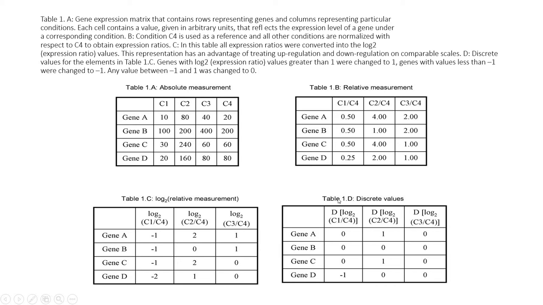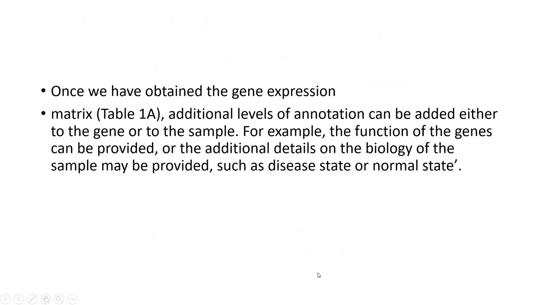So in the table 1D you can see it is shown in the discrete values. So values that are greater than 1 are changed to 1, and genes with the values less than -1 are changed to -1. Any value between -1 and 1 was changed to 0. So these are the discrete values which we have taken for easy calculations.